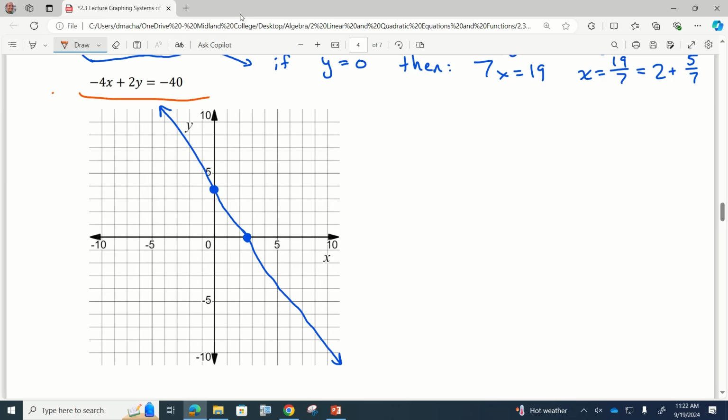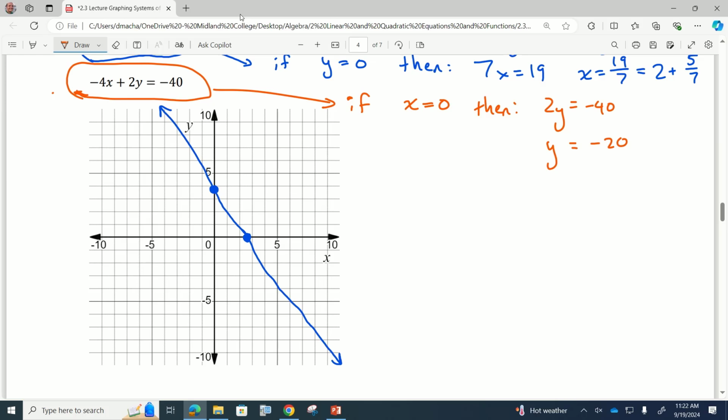Okay, then this next equation here. Let me try the same approach and see if it works. Let's say x is equal to 0. This equation would be 2y equals negative 40, and I could say y equals negative 20. That means along my y-axis, when x is equal to 0, my y-intercept is negative 20. But that's like way down here. I don't have room for that, so I can't really use that point. It's kind of no good.